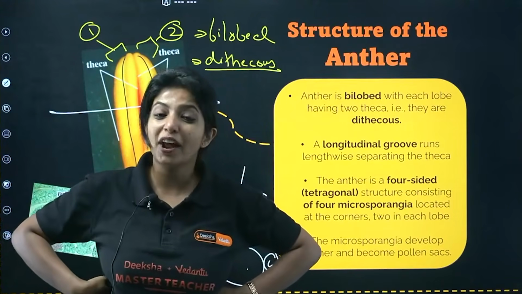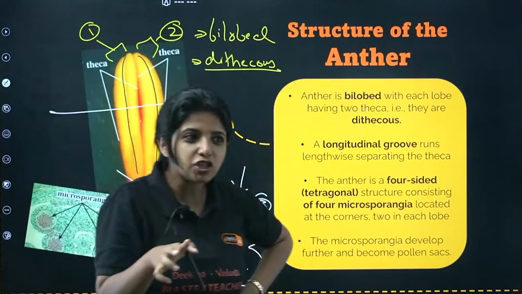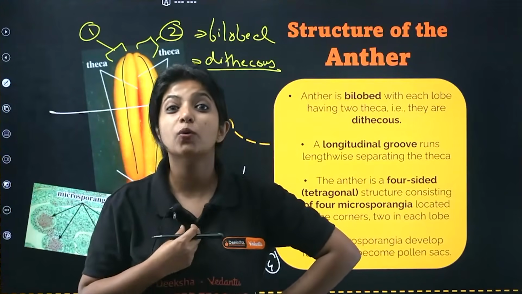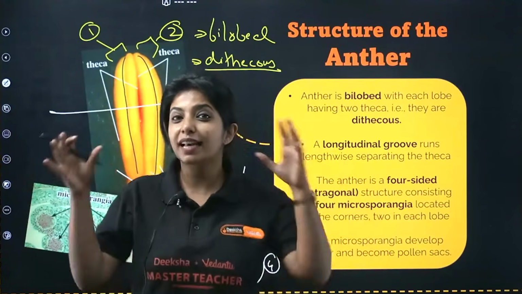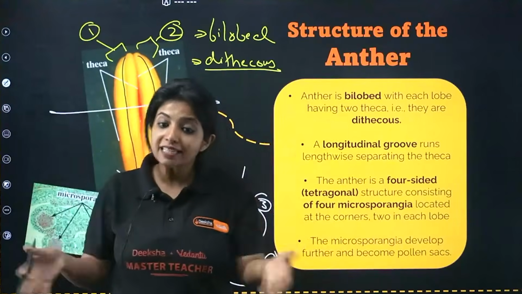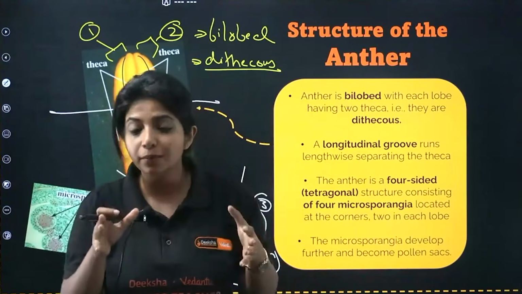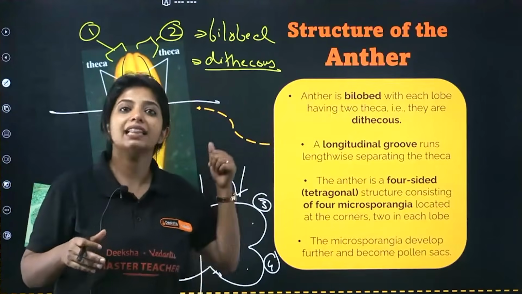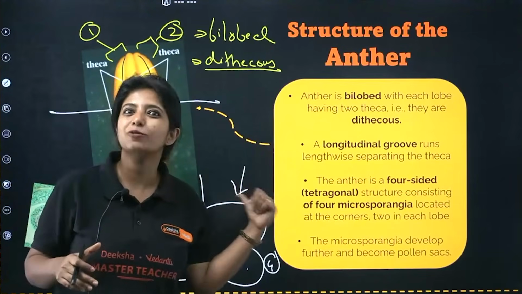What is microsporangia over here? So microsporangia is basically the place where the pollen grains are going to be formed. I told you inside the anther you have the pollen grain. Inside the pollen grain, what do you have? You have the gametes. So you need a place for the pollen grains to develop, right? And that place is basically this microsporangia.